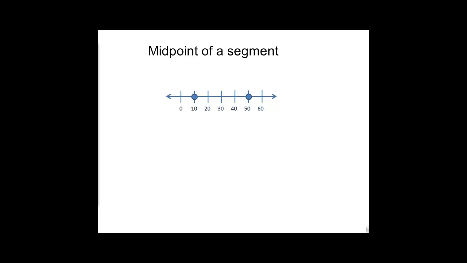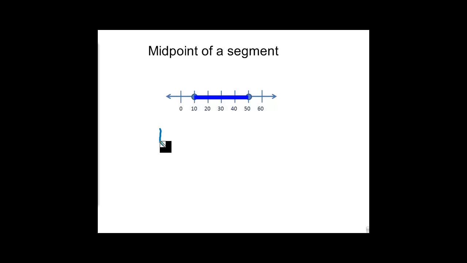It's got endpoints on this number line at 10 and 50. And I'll make it official. I'll actually make it a segment by connecting the two endpoints. There. If we wanted to find the midpoint of this segment, we just have to average out the values of the endpoints.